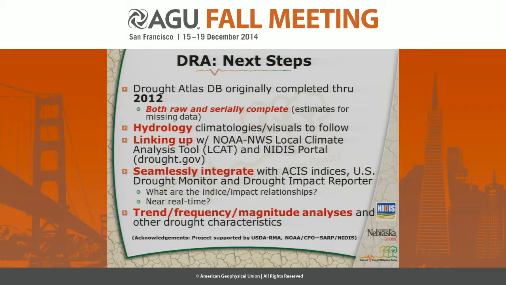So next steps for that, again, we went up through 2012. We want to keep updating that as resources allow. We're working on the hydrology side of this database now with streamflow data from USGS and their historical climate network. And then we want to combine this with indices, the Drought Monitor and the Drought Impact Reporter databases to make those more of a seamless, uniform tool to help people look at things like trends and frequencies and magnitudes of drought.